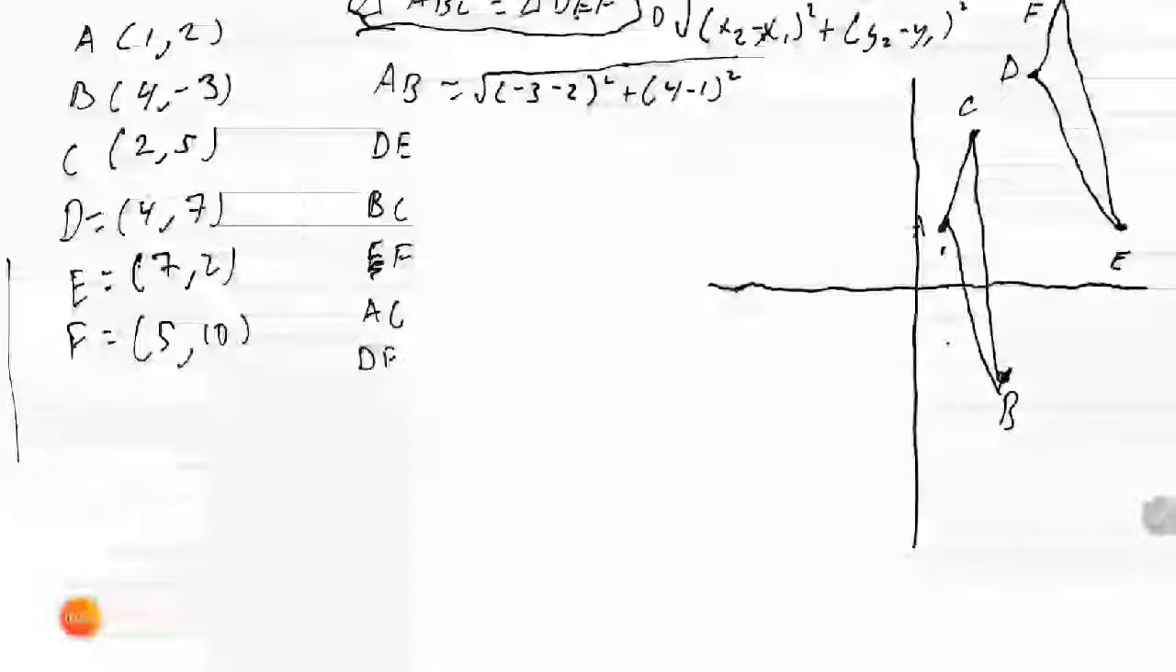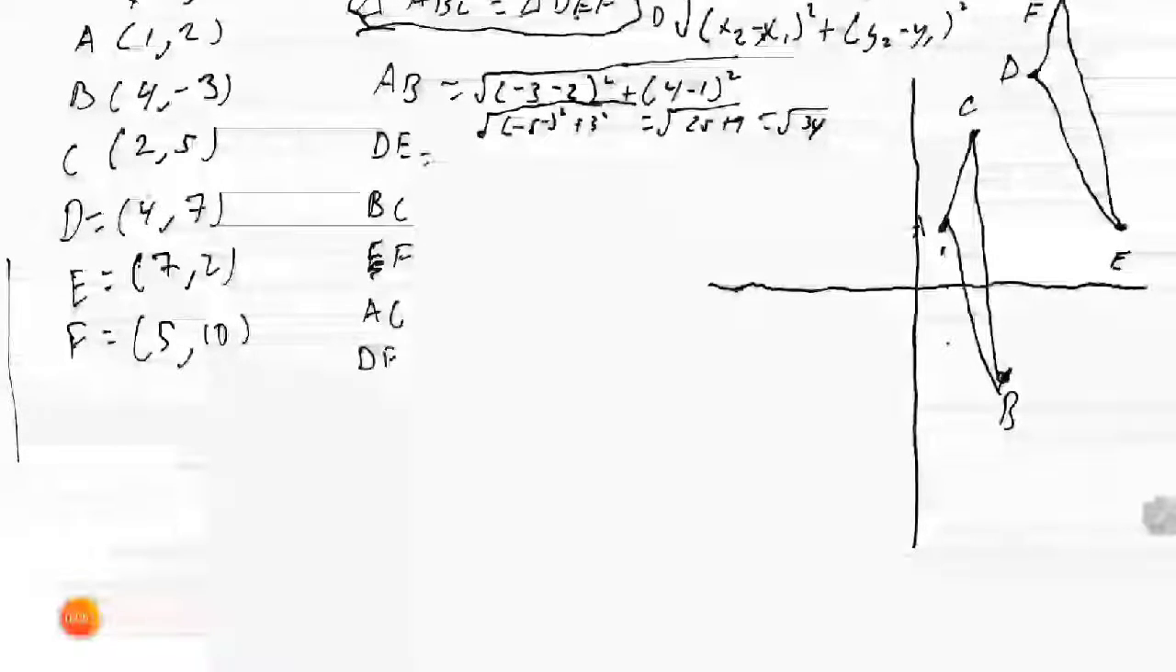So A to B would equal the square root of -3 minus 2 squared plus 4 minus 1 squared. And I'm getting these coordinates from the left side here, x, y. So this would be the same thing as -5 squared plus 3 squared. So that's equal to 25 plus 9, which is equal to 34, square root of 34.